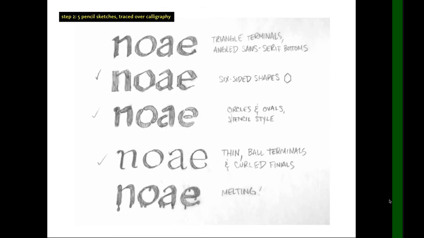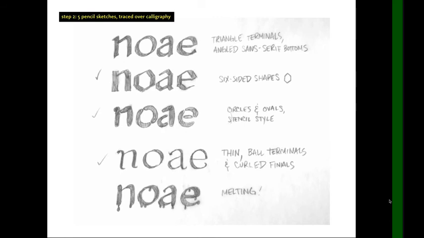So on the top, I said triangle terminals, angled sans serif bottoms. My second one, I said they're 6-sided shapes, and I drew myself a little sextagon just as a visual explanation. The next one are circles and ovals in a stencil style, so everything is made up out of these curved ovals, and things are disconnected like a stencil.